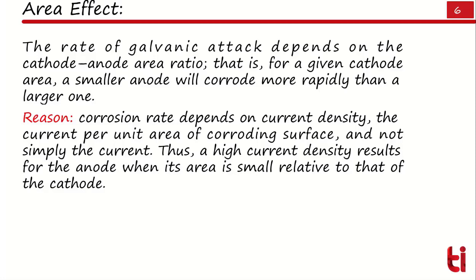Another important phenomenon which one should keep in mind is the area effect. The rate of galvanic attack depends on the cathode to anode area. For a given area of cathode, a smaller anode will corrode more rapidly than a larger one. This I have already explained. If you have smaller area, then you will have greater current density. If you have larger area, then you will have smaller current density. So smaller current is always our intention in the design, because it minimizes your corrosion reaction rate.